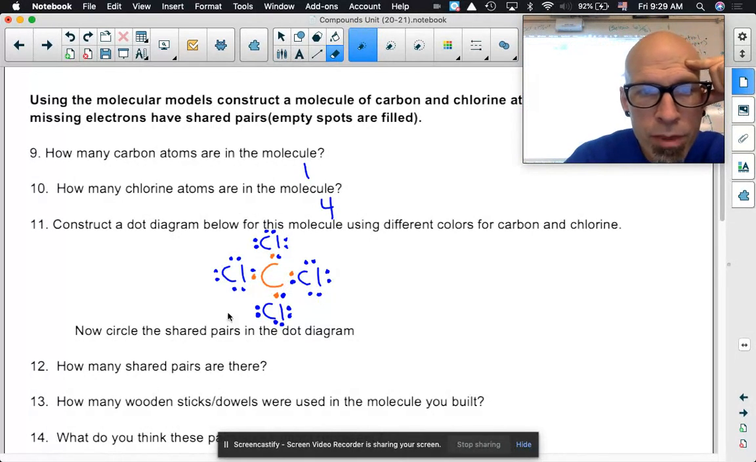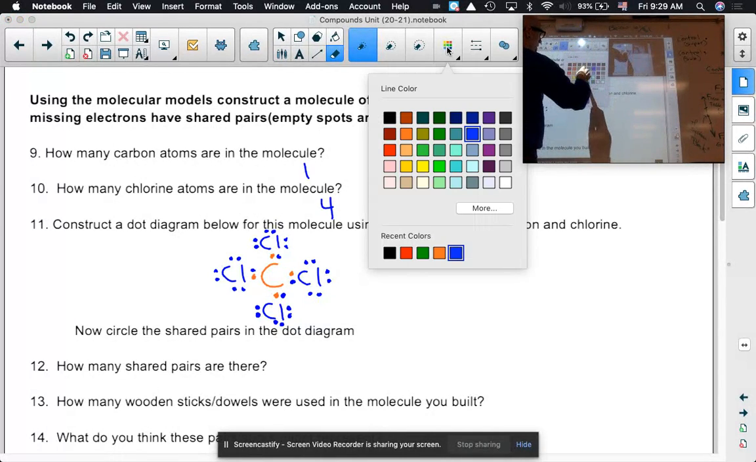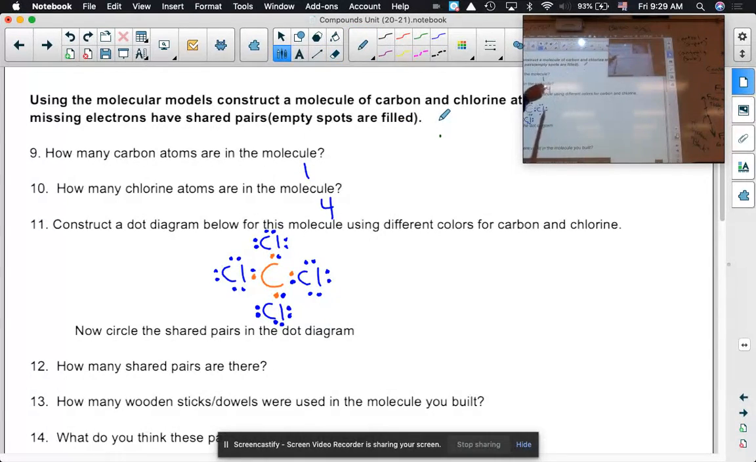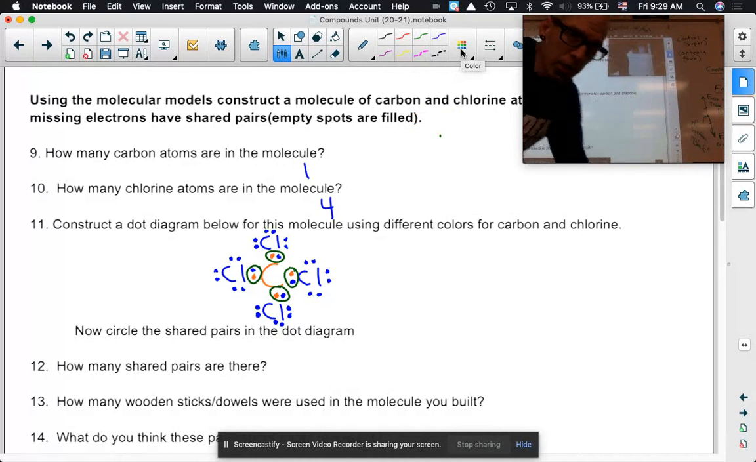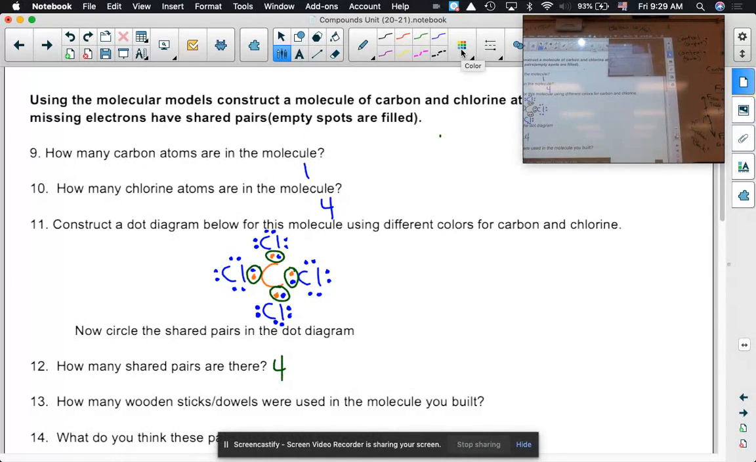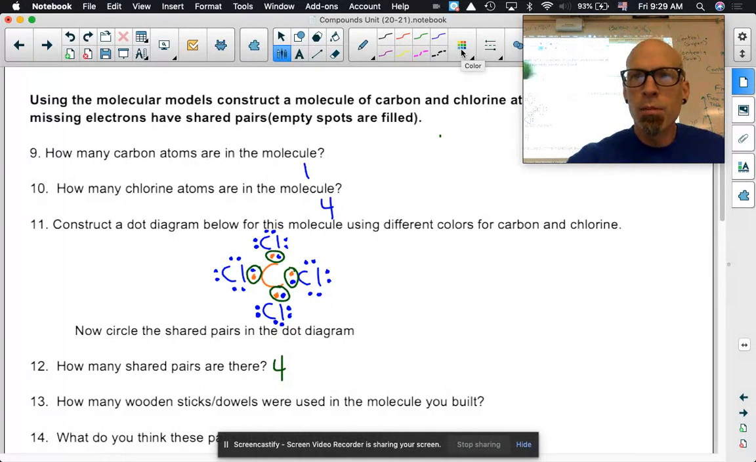Now it says circle the shared pairs in the dot diagram. Okay, let's circle those. Let's get a different color here. So there's a shared pair. There's a shared pair. There's a shared pair. There's a shared pair. So we have 4 shared pairs. Now, how many sticks were used in the molecule you built?